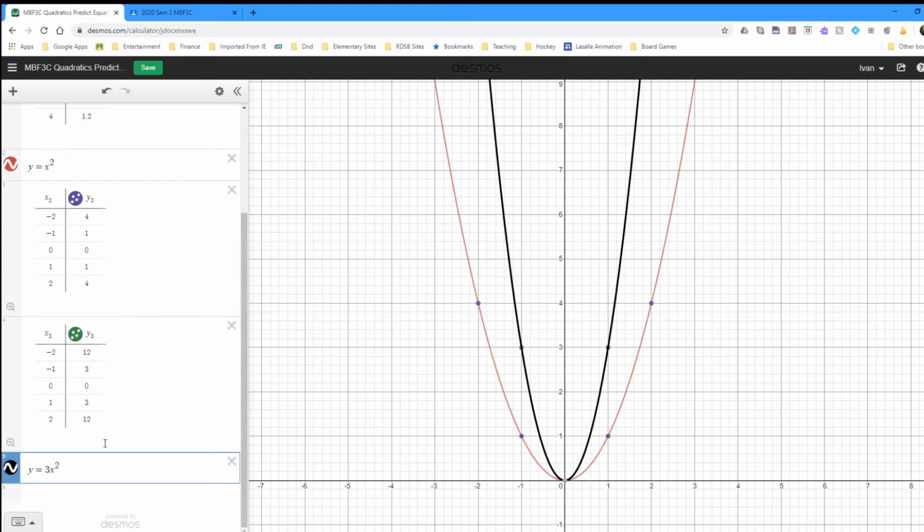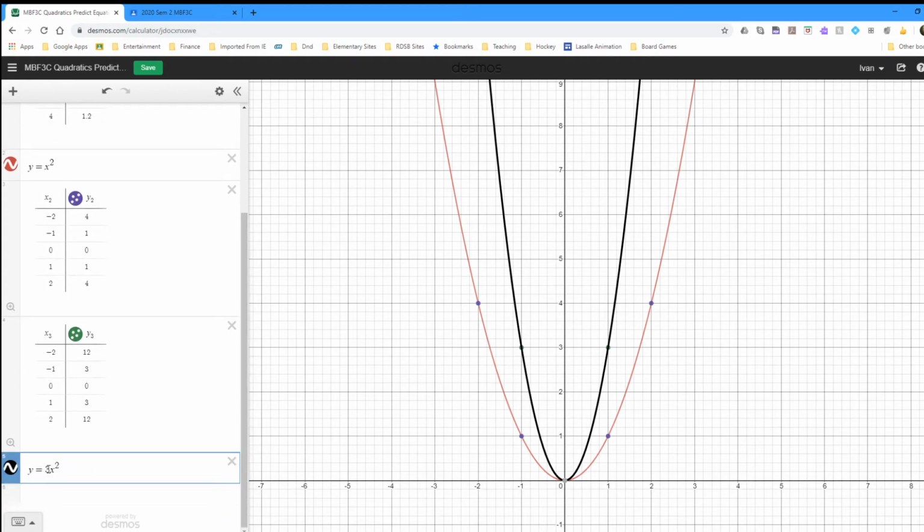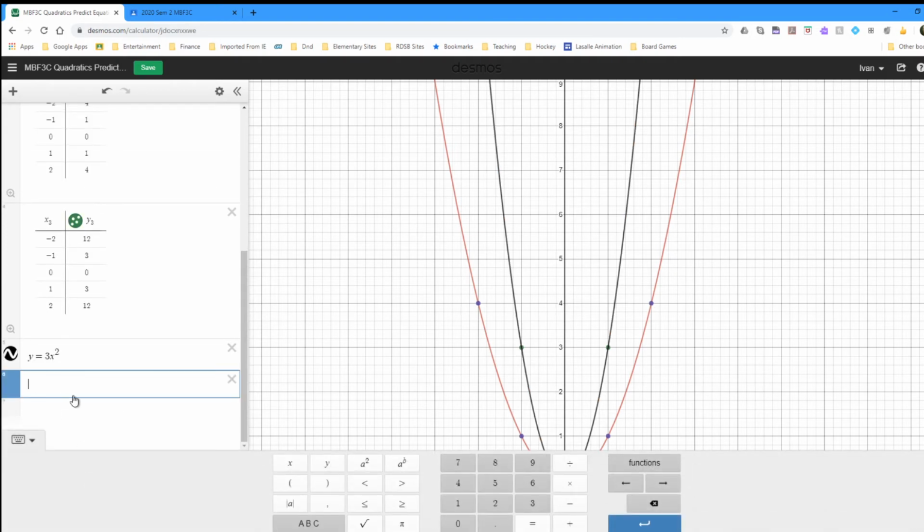Okay? Now, what's special about the number 3? Well, what other kind of numbers would stretch the parabola? Well, any number that's greater than 1, right? So 4, you'd be multiplying all your y values by 4. So let's just show that. So what happens if it was y equals 4x squared?